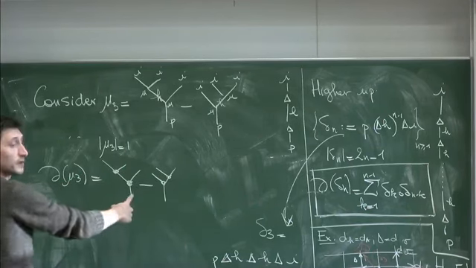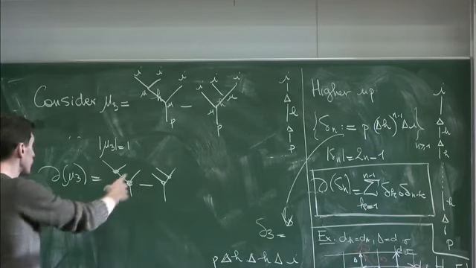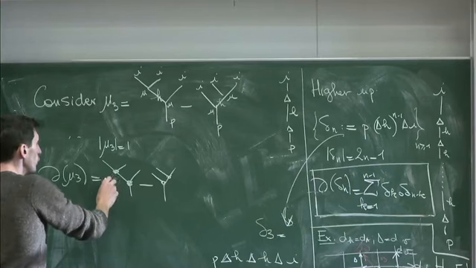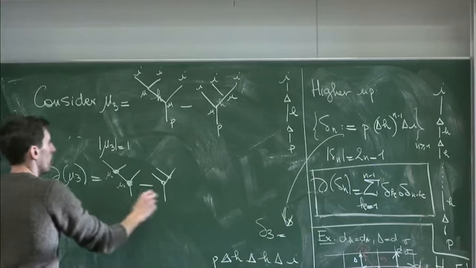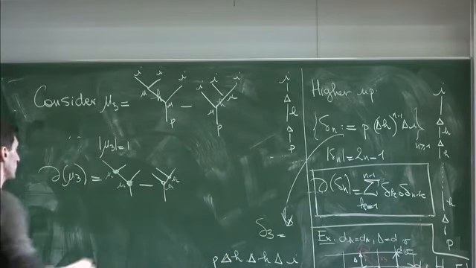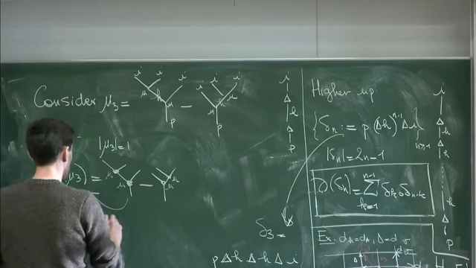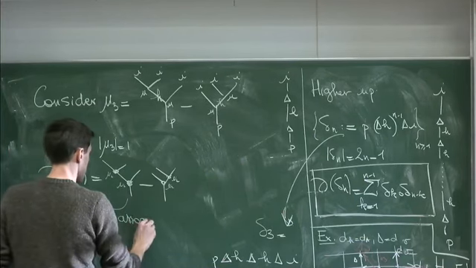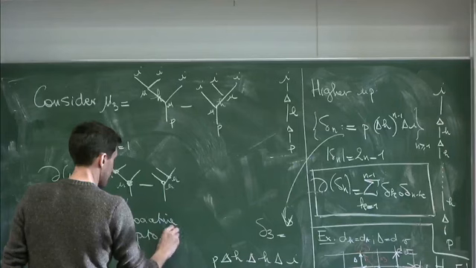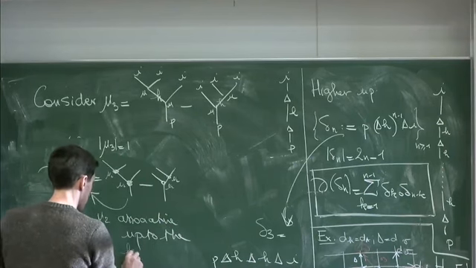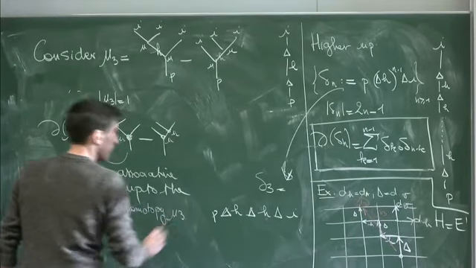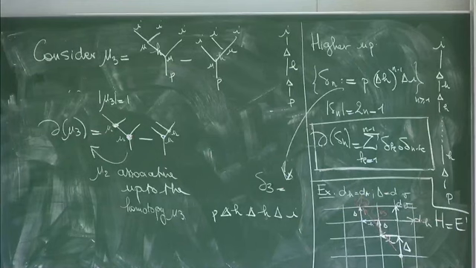So again, this is not 0. It holds true up to that homotopy. So mu2 is not associative, but it's associative up to the homotopy mu3. Okay, so mu2 is associative up to homotopy. Okay, and so on and so forth.